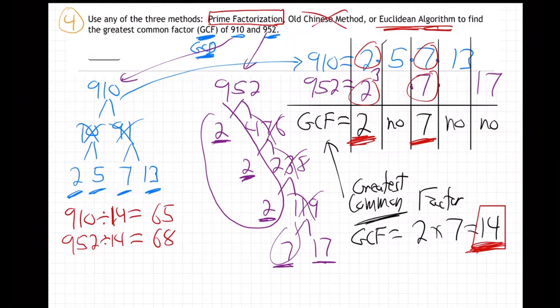Questions on that? So I did it by prime factorization. You could have done it with the long divide Euclidean method. That would get the same answer. It doesn't matter which method you use, or you could look up the old Chinese method. I'm sure that would work too.